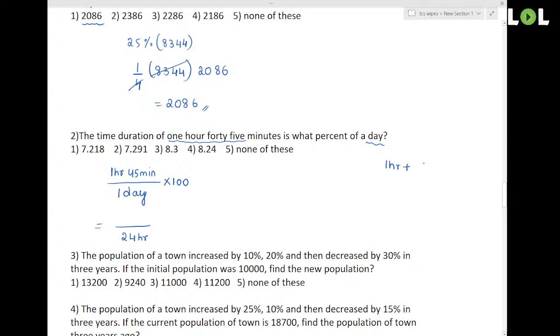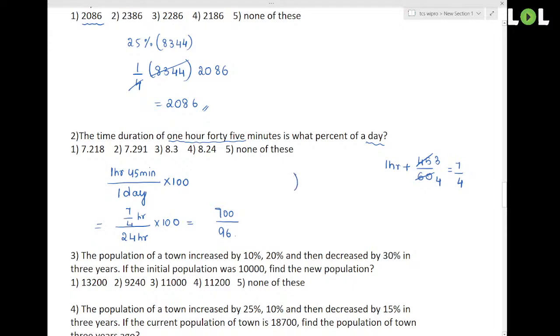How do we convert minutes into hours? Manohar says 7.291. Perfect. So 45 minutes to convert into hours, I have to divide it with 60. Then it will become hours. What do I get? 15 into 3 is 45, 15 into 4. So 1 plus 3 by 4, 4 into 1, 4, 4 plus 3 is 7. What do I get? 7 by 4. So this is 7 by 4 hours into 100. So finally, what do I get? 7 into 100, 700. 4 comes to the denominator. 700 by 4 into 24 is 96.